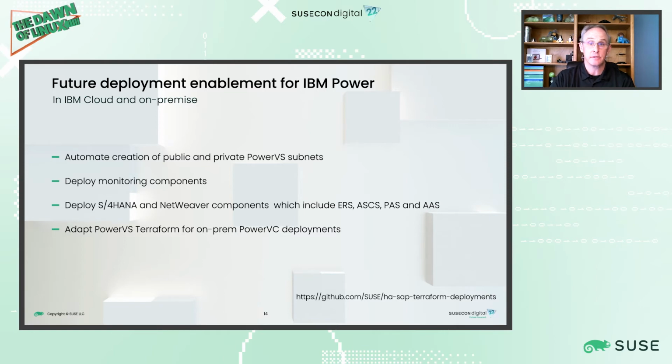There are more capabilities that we plan to enable and test with the automation in the future. This includes automating the creation of Power Virtual Server subnets, deploying open source monitoring, deploying S/4HANA and NetWeaver components. A future enablement is to take what has been done with PowerVS and IBM Cloud and also bring this automation to on-premise customers using IBM Power VC.